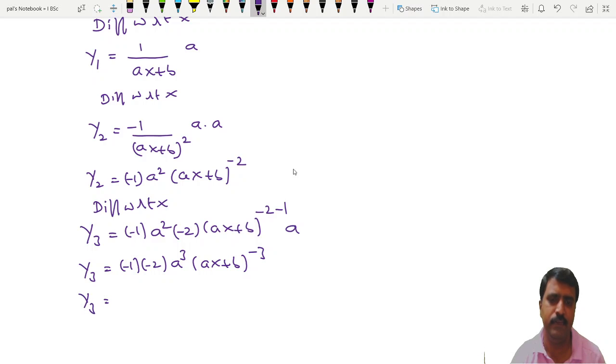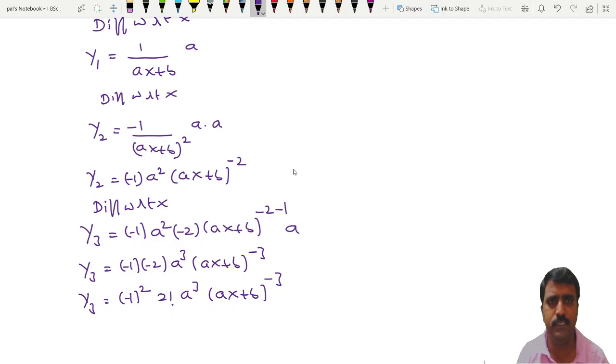Simplifying, y3 is equal to minus 1 minus 1. You take minus common factor. It is minus 1 whole square into 1 into 2. 1 into 2 can be written as 2 factorial. So now this into a cube into ax plus b to the power minus 3.